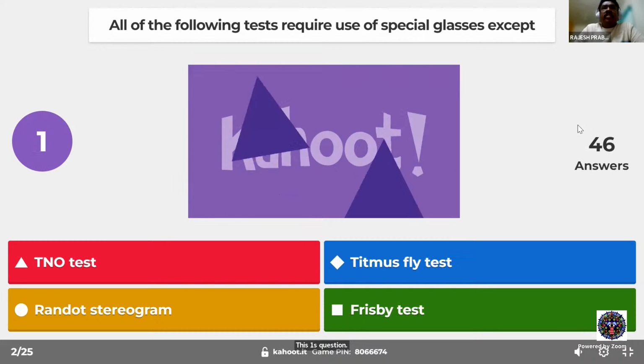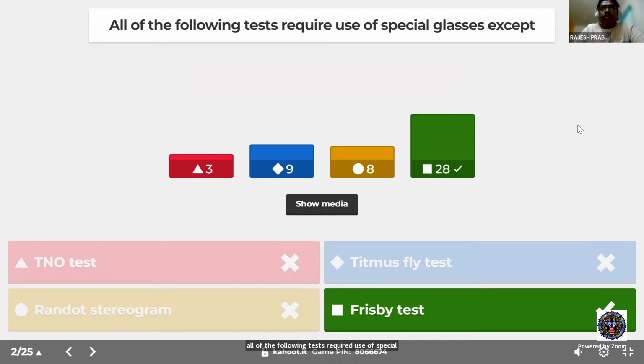Okay, fine. So all of the following tests require use of special glasses, except option A, TNO, option B, Titmus, Randolph, and Frisbee test. Can you wait for 20 seconds, or can we start the explanation? 28 have done.